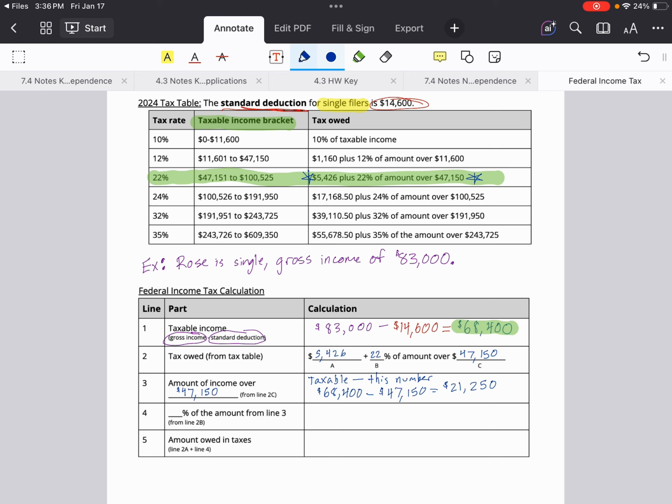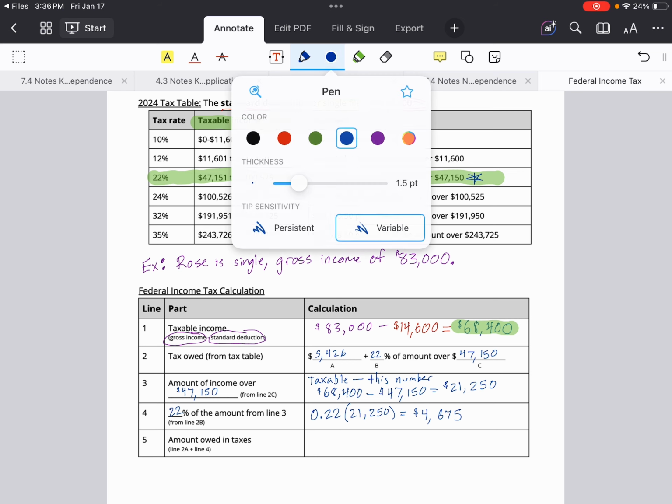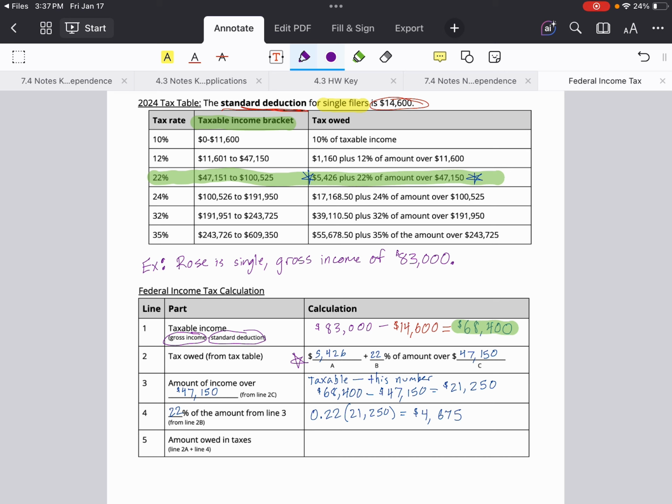And now we need to find 22% of that amount. Once again, that's coming from this bracket that tells us what percent. So we need to find 22% of the number that we just calculated, which is going to be 4,675. And now to find the total, we're going to go back to this line from step 2. We already found what 22% of the amount over this was. We found it here.